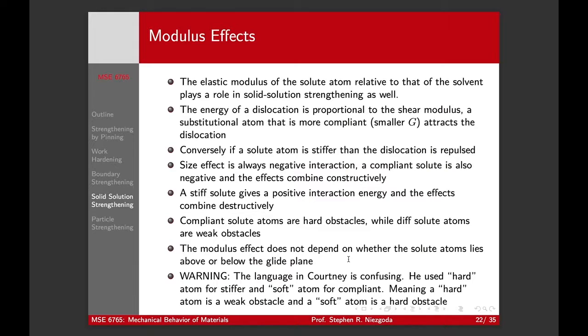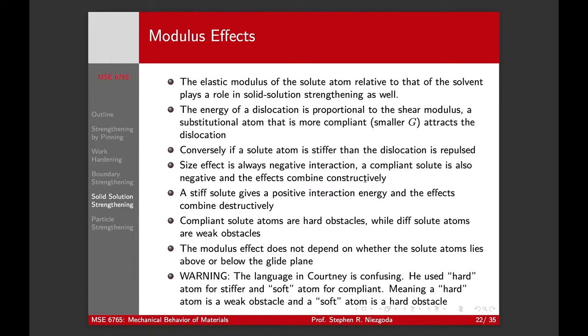And so that's going to affect the energy of the dislocation as it goes through. Okay? So the energy of a dislocation is going to be proportional to the shear modulus, right? A substitutional atom that is more compliant, or has a smaller G, is going to attract that dislocation. The dislocation has less energy when it's near that solute atom than when it's farther away. If the atom is stiffer, has a stiffer bond, then the dislocation is going to be repulsed, right? The dislocation has more energy when it's near there.